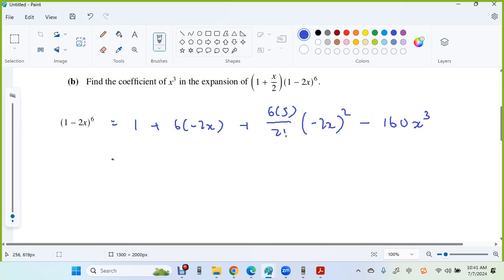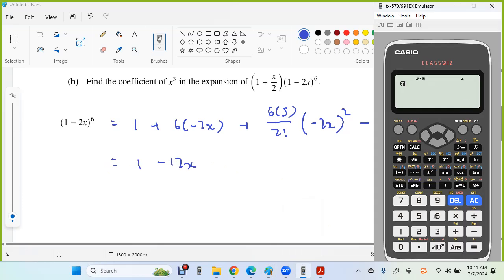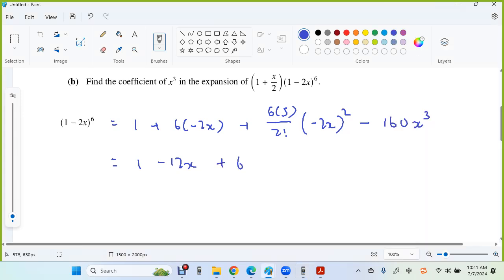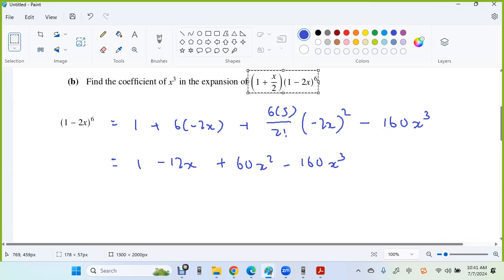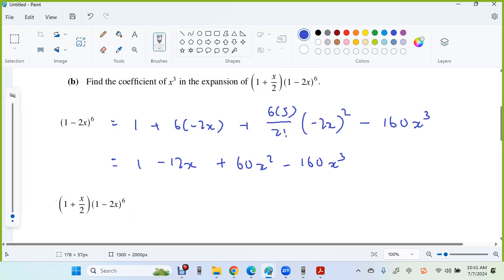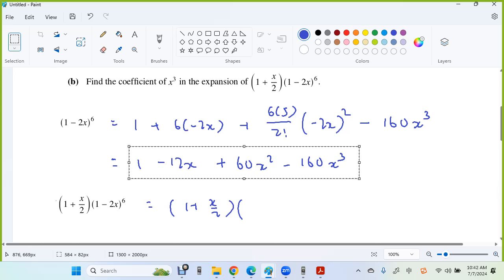Okay, so we have the 1 minus 12x and we have the 6 times 5 times negative 2 squared, negative 2 squared is 4, and then divide by 2 factorial, then it is 60 plus 60x squared minus 160 x cubed. So this one will be the 1 plus x over 2 multiplied with this one.